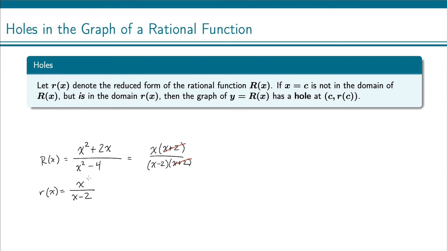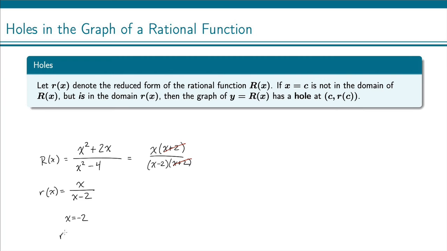All you need to do is compare what values I am not allowed to plug into the original capital R of x, but I am allowed to plug into the lowercase r reduced form. And that just comes from what was canceled, specifically what was canceled from the denominator. What's gone completely from the denominator now is the x plus 2. And that means x equals negative 2 is not in the domain of capital R of x, but it is in the domain of little r of x. So we have a hole at x equals negative 2.